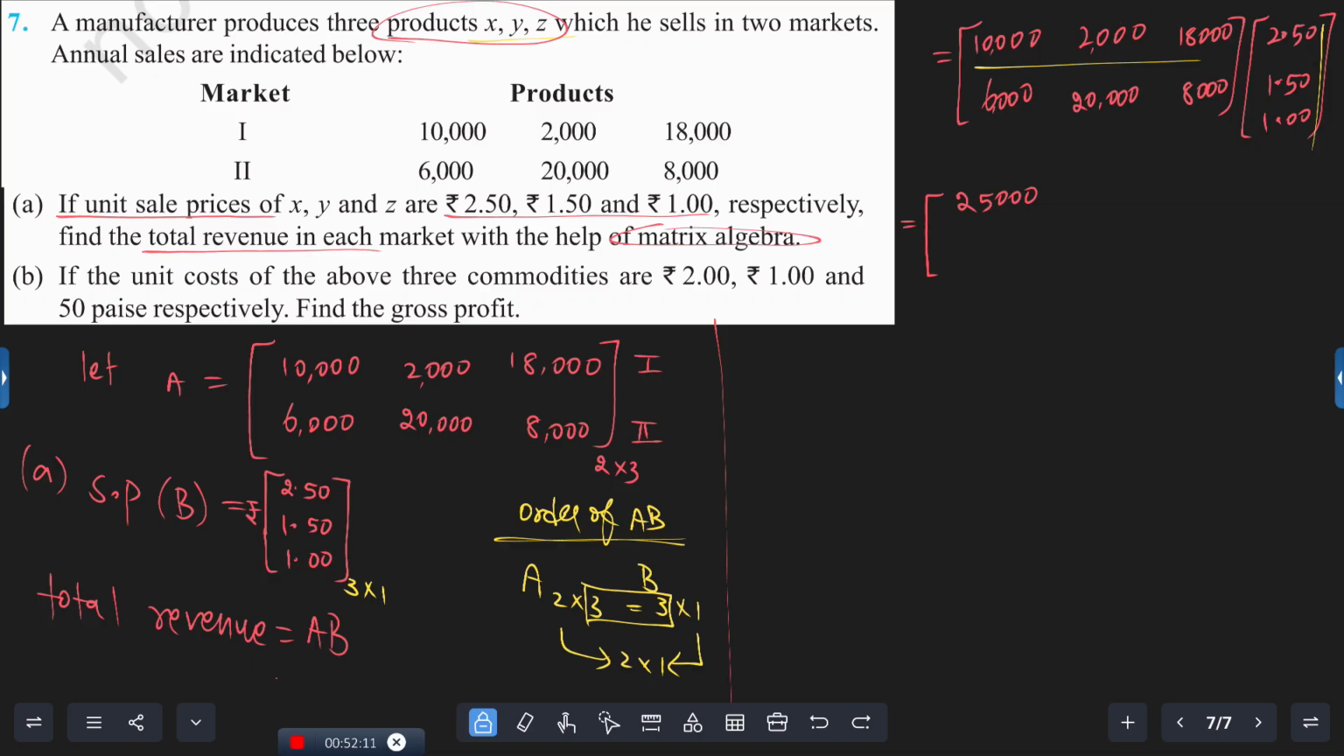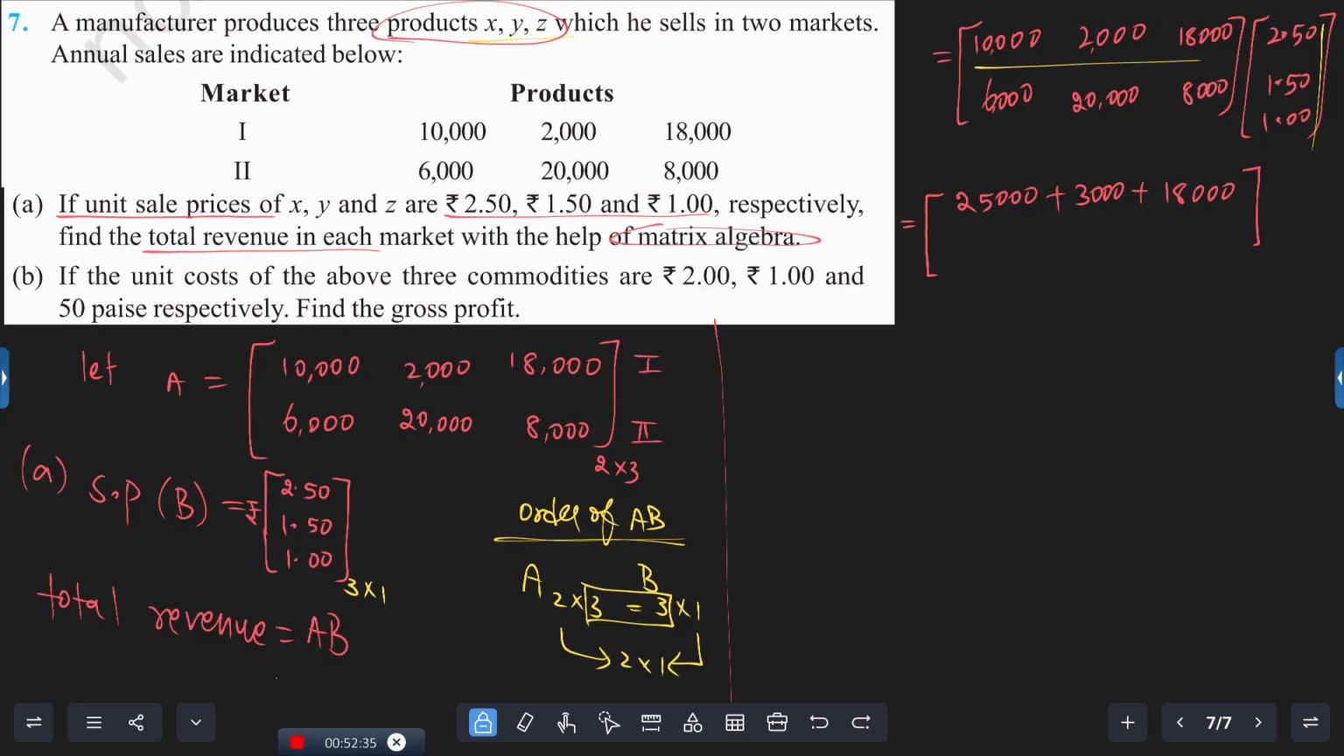So 2000 into 1.5. What will you be getting? 3000. Yes, very good. Plus 18,000 into 1 rupee. Third element to third element, 18,000 into 1 means just 18,000 as it is. Okay, 1 row is over.